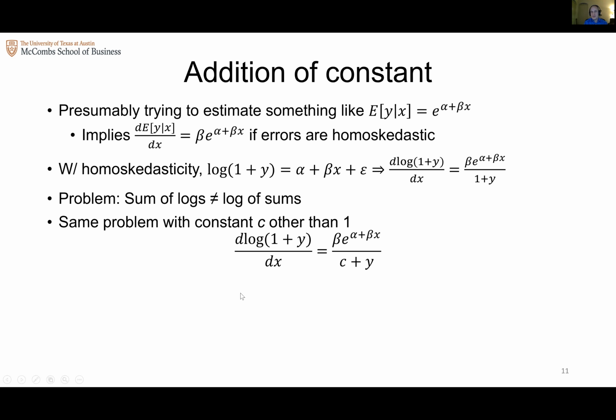And the problem would exist even if we're adding constants other than 1 to y before we take a log, right? You get a more general form where you have this constant sitting down here in the denominator. And in a sense, the bias is going to depend on what that constant is in a somewhat arbitrary way, right? You can choose any constant you want, and you're going to get a different marginal effect. And that marginal effect is going to have a different bias with respect to what it is that you're presumably trying to estimate, depending on the constant that you choose.